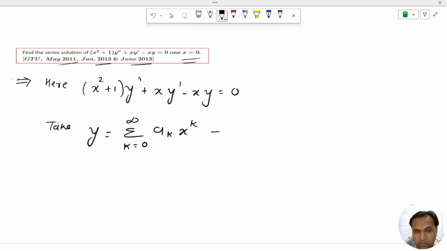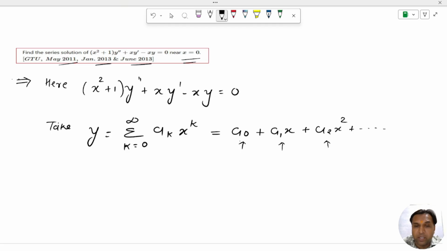What if I simplify this? If I take k equal to 0, it becomes a0 x raised to 0, that is 1. So a0 plus, after that, for the summation you take k equal to 1, so it becomes a1x. If I take 2, then it becomes a2x square plus and so on. What is my task? My task is to find a0, a1, a2. If I get these values, my work is done.